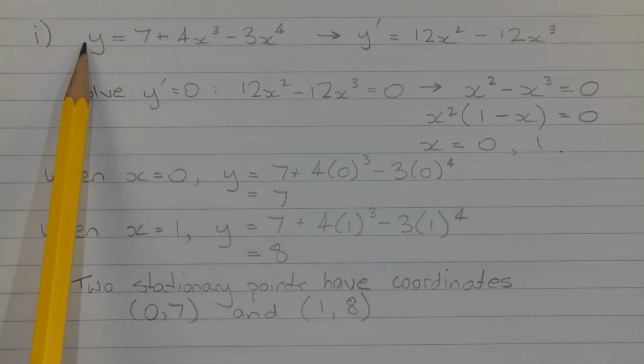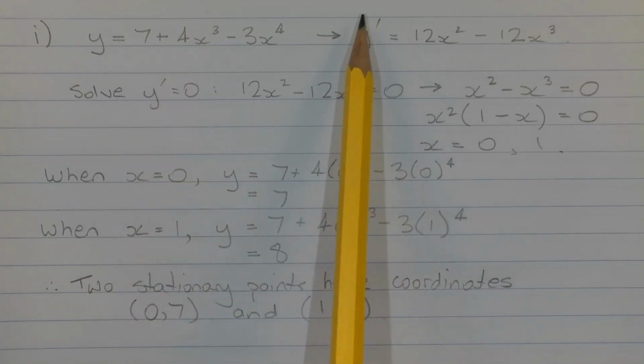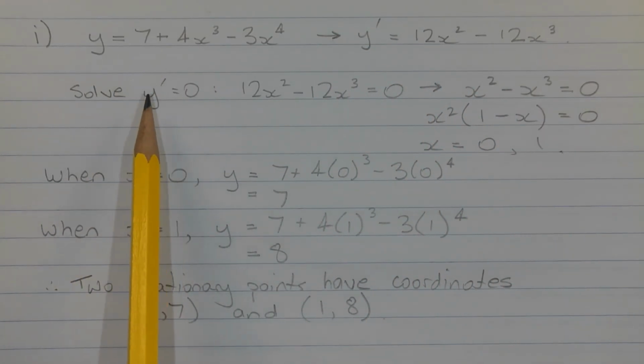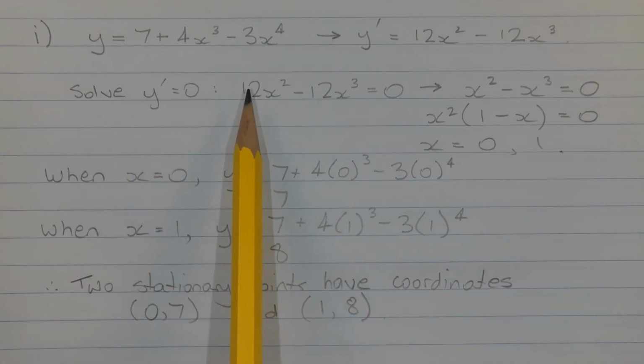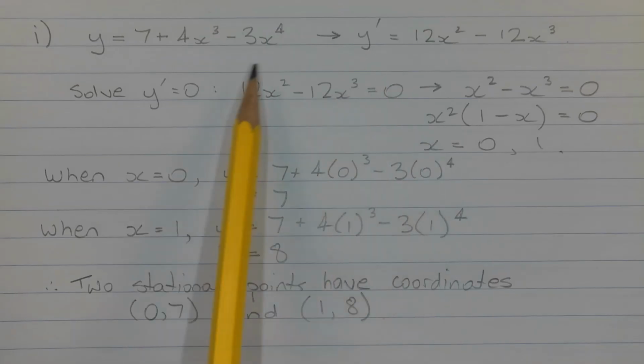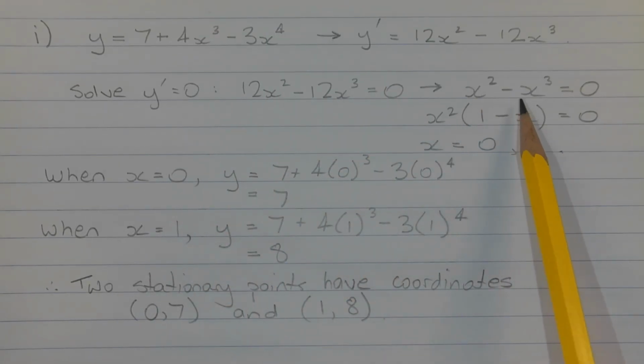So differentiating y with respect to x, we get y dash equals 12x squared minus 12x cubed. Solving y dash equals 0, in other words 12x squared minus 12x cubed equals 0, we can simplify this equation by dividing all terms by 12, and we get x squared minus x cubed equals 0.